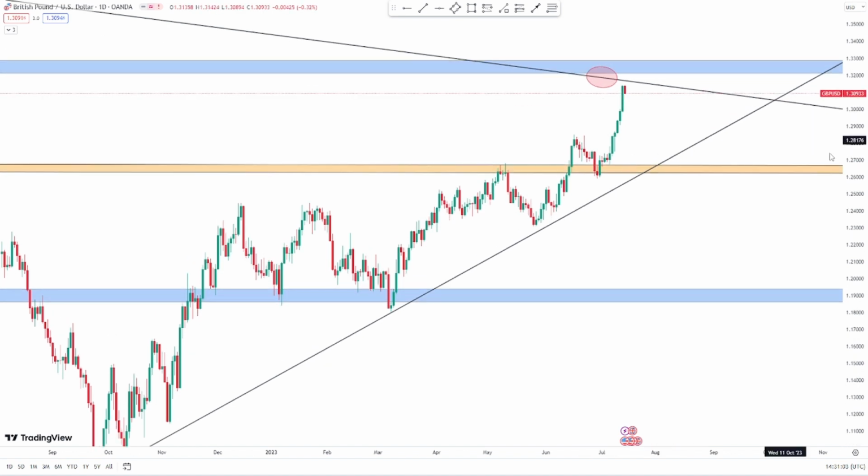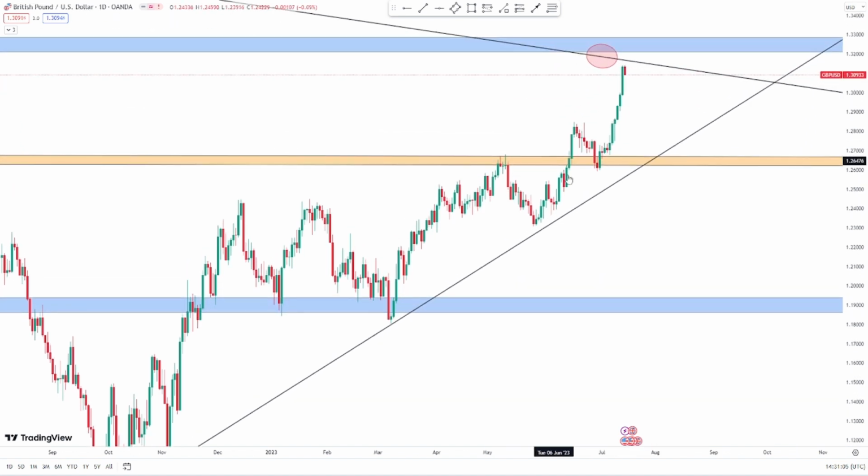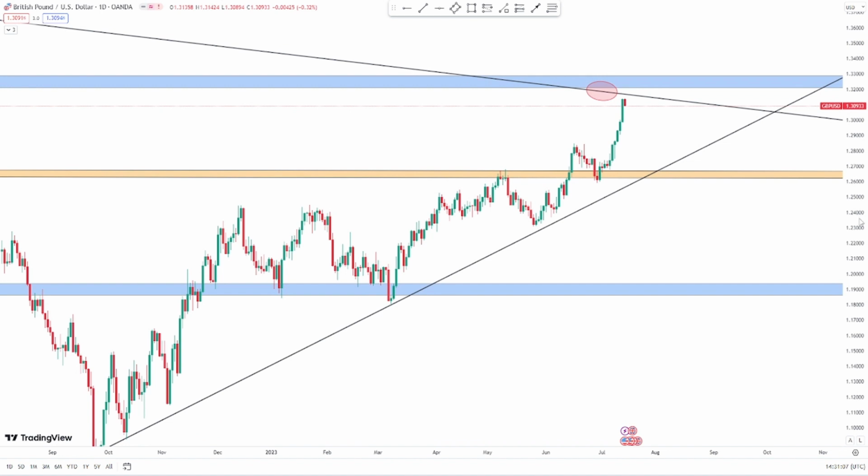This was a simple entry we had on here. We had our counter trend line like so. And once we had this bullish engulfing candle, which engulfed these two candles right here, we had our entry from here and we took our first profit.